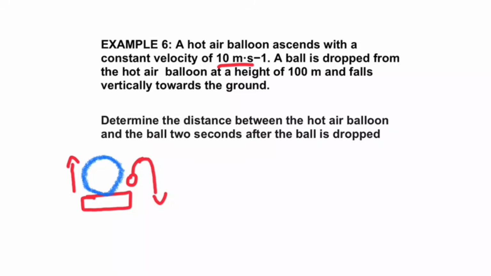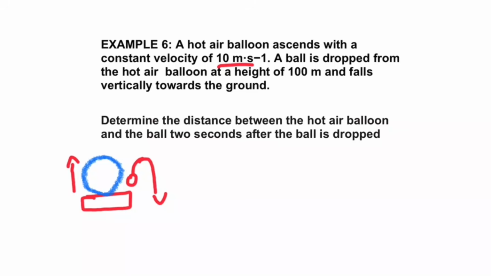But what we want is the distance between the hot air balloon and the ball 2 seconds after it was dropped. So this is what we do in this type of situation. Our hot air balloon is still going up at a constant velocity of 10 meters per second.